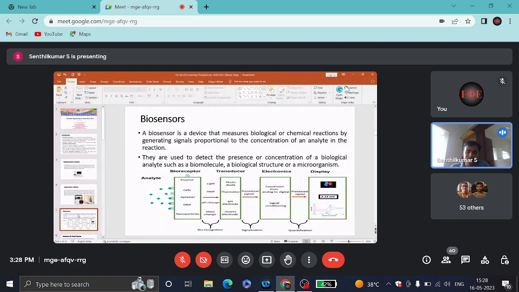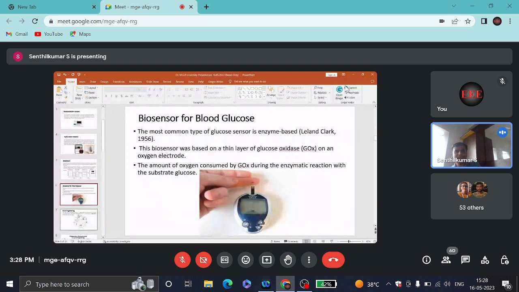Another example of a biosensor, you can see its working principle. The working principle is glucose oxidase, the major enzyme-based biosensor. The biosensor was based on a thin layer of glucose oxidase and an oxygen electrode. The amount of oxygen consumed during the enzymatic reaction with the substrate glucose is measured. You can see this one.